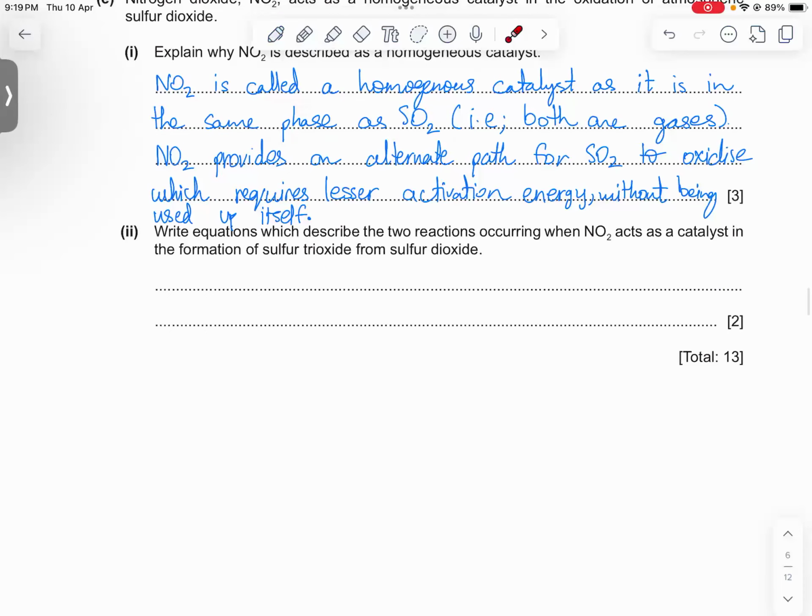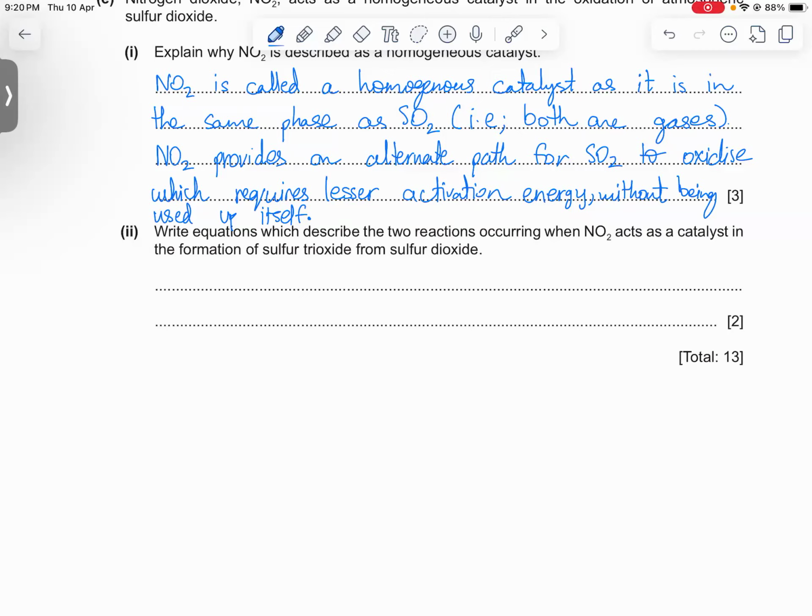Okay. Next question. Write equations which describe the two reactions occurring when NO2 acts as a catalyst in the formation of sulfur trioxide from sulfur dioxide. Okay. So two reactions that are happening in the formation of sulfur trioxide from sulfur dioxide. Basically, why are there two reactions? Because NO2 acts as a catalyst in a different way.